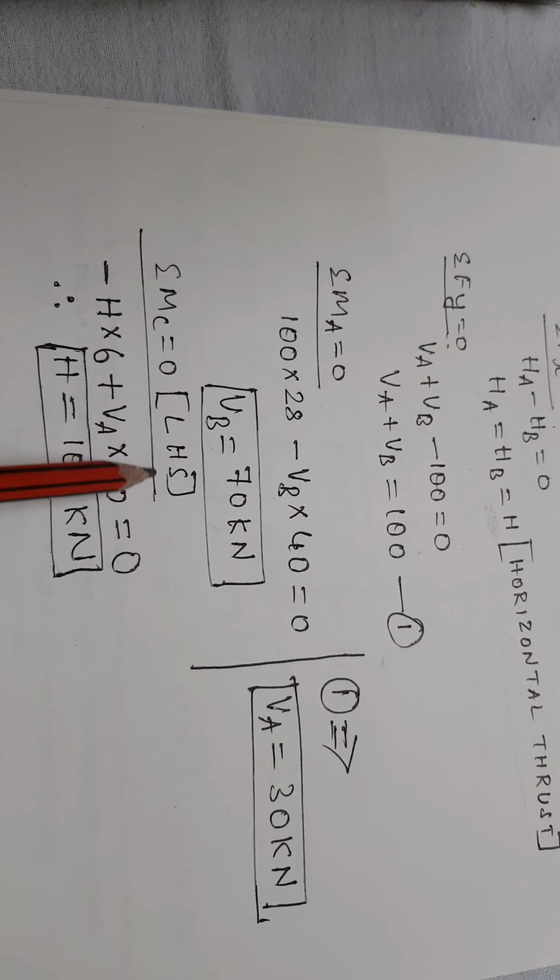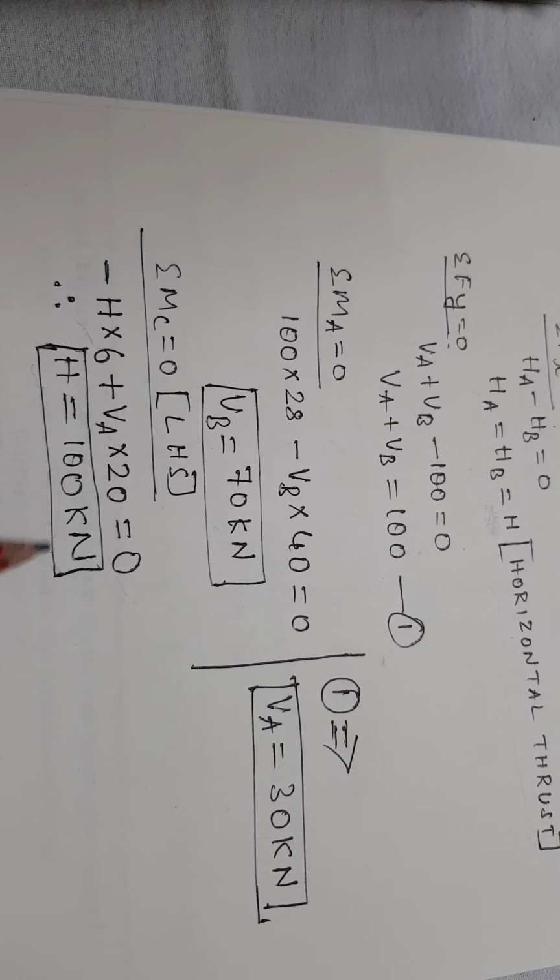Moment at C equal to 0, left hand side: minus HA into 6, because it is anti-clockwise, plus VA into 20, that will be equal to 0. So H value is 100 kilonewton. Both sides it is the same, that is HA will be equal to HB, so I am considering both as H. After finding VA, VB and H, now we have to calculate the reaction.